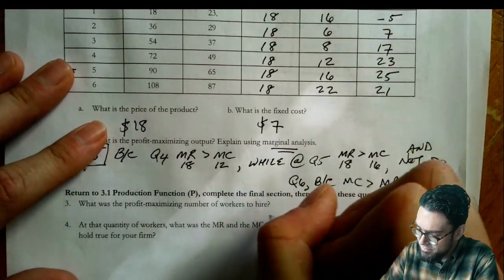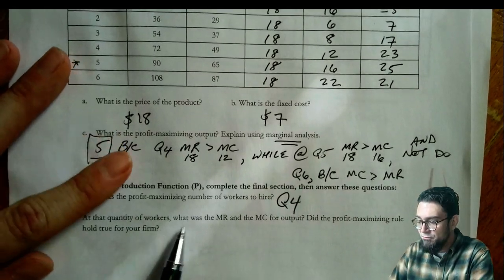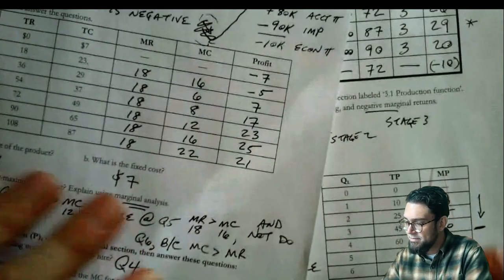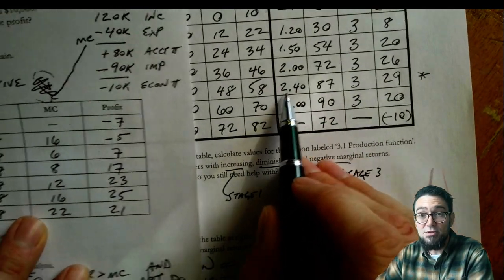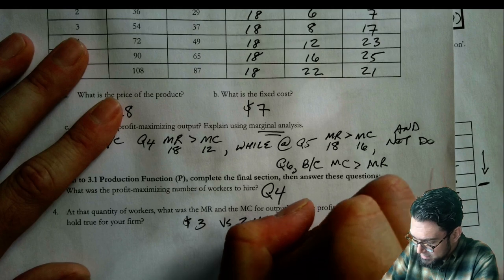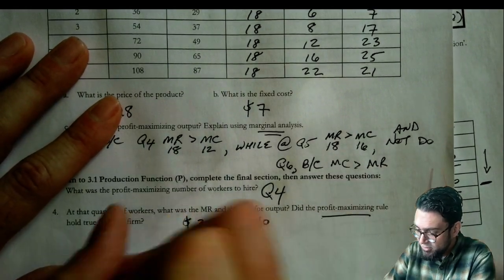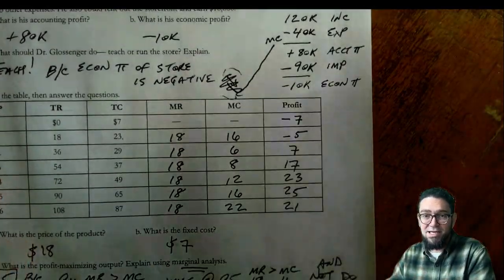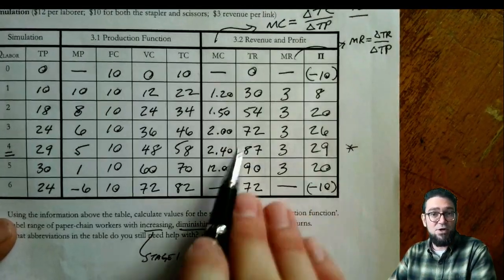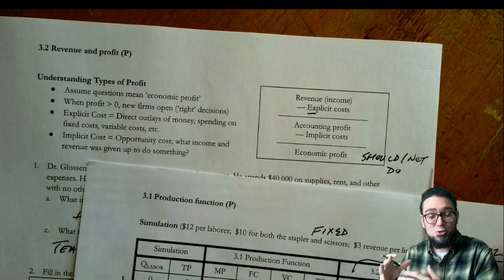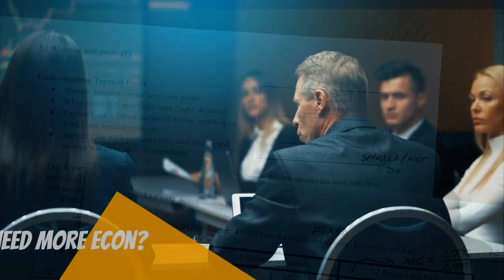So let's go back and answer this question. How many workers should I have hired? Q4. And at that quantity of workers, what was the MR and the MC? The MR was $3. And let me double check. The MC was $2.40 versus $3. And did it hold true? Yes, it did. And so hopefully your data table is not too challenging for you to figure out with these numbers. I hope that it shows you that the profit maximizing rule is true, and I'll see you next time.